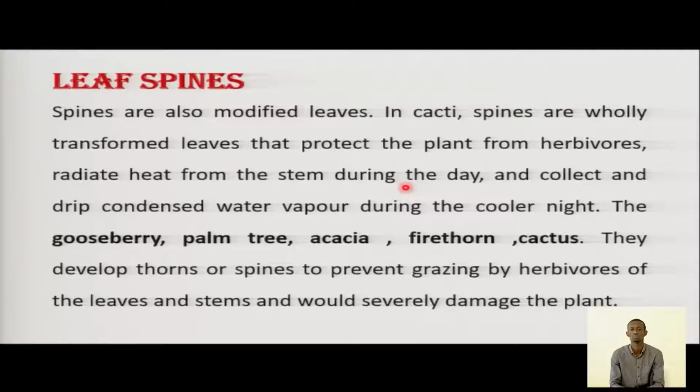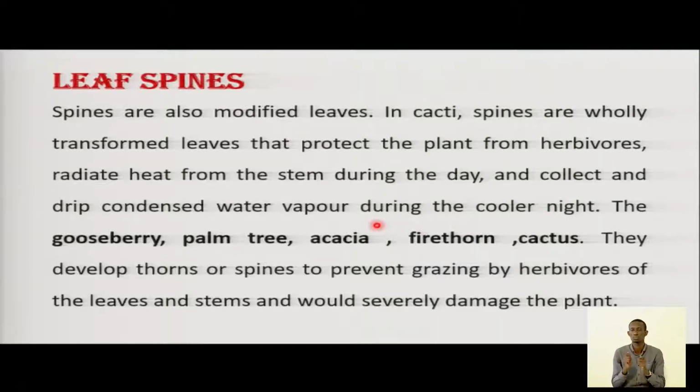Another modified leaf is the leaf spine. These leaf spines are very common in plants like cacti, and these are leaves transformed to protect the plant from herbivores, radiate heat from the stem during the day, and collect condensed water vapor during cooler nights.